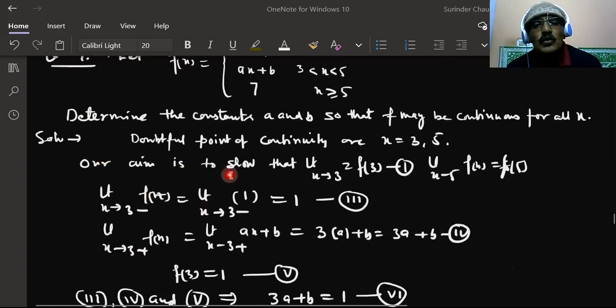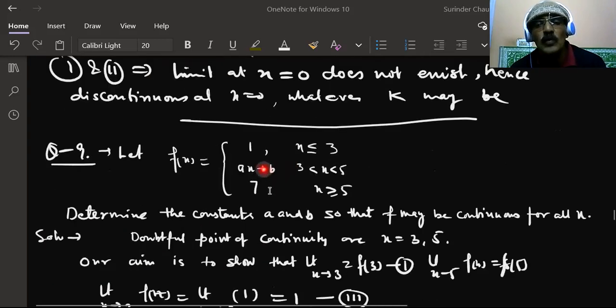Our aim is to show that the limit as x tends to 3 is equal to f(3), and the limit as x tends to 5 is equal to f(5). That is, the limit as x tends to 3 from the negative side of f(x) is equal to the limit as x tends to 3 from the positive side. The limit from the negative side at 3 is equal to 1, as given.